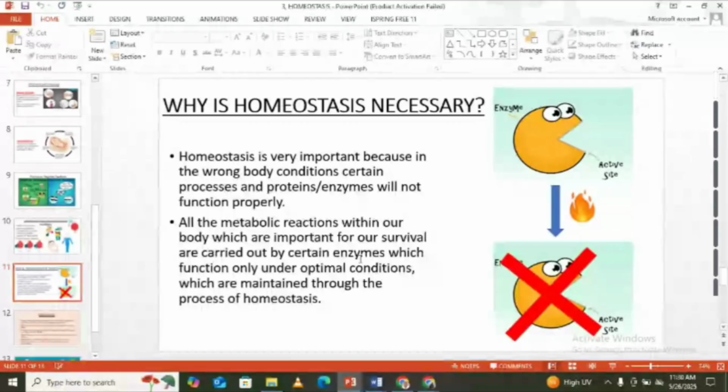So homeostasis is very important. It's very necessary. One, it helps to maintain the optimal internal conditions of the body, just from our definition. It also helps in early detection of imbalances, so that you can have early interventions for the patient, like vital signs.